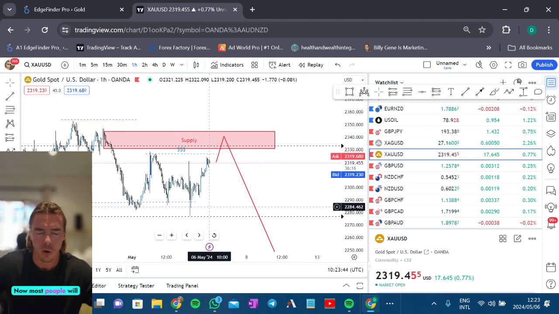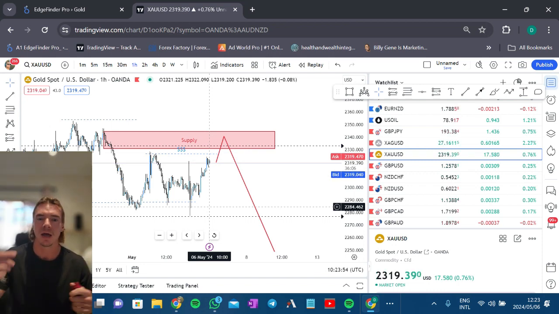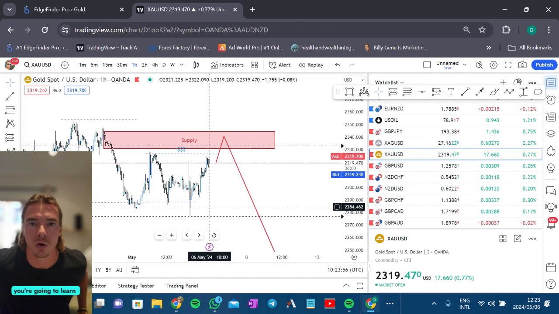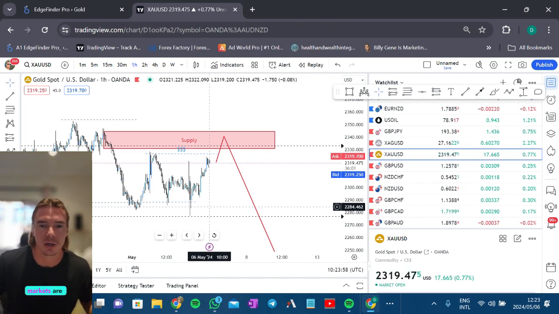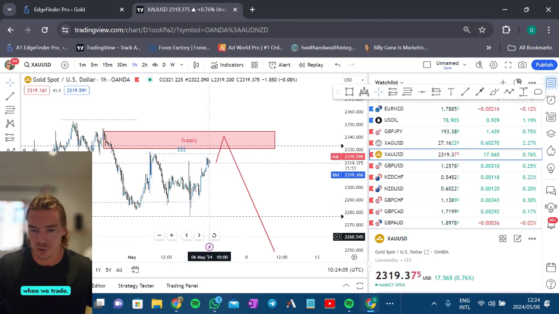Now, most people will fear a trade because they are scared of being wrong. You need to be wrong. You have to be wrong. We are trading, we are risking, we are learning how the market moves. And in every single trade you take, you're going to learn that the markets are unforgiving, but at the same time, so easy to read. We just need to move away from the market when we trade.